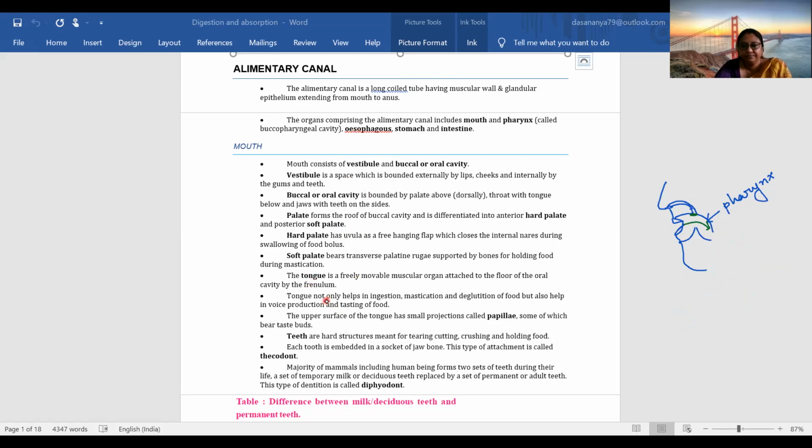We have a tongue, which is a muscular, freely movable organ. In the case of human beings, it is attached here. In frog, it is opposite. You know how frogs catch their prey? Any idea, anyone?